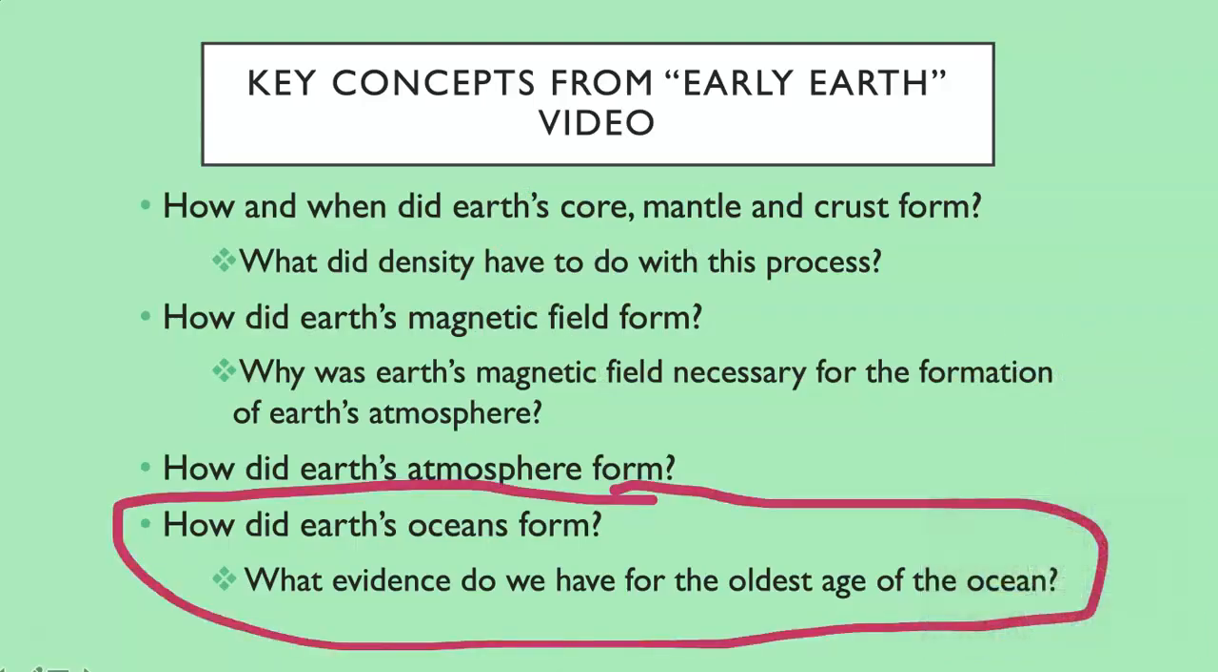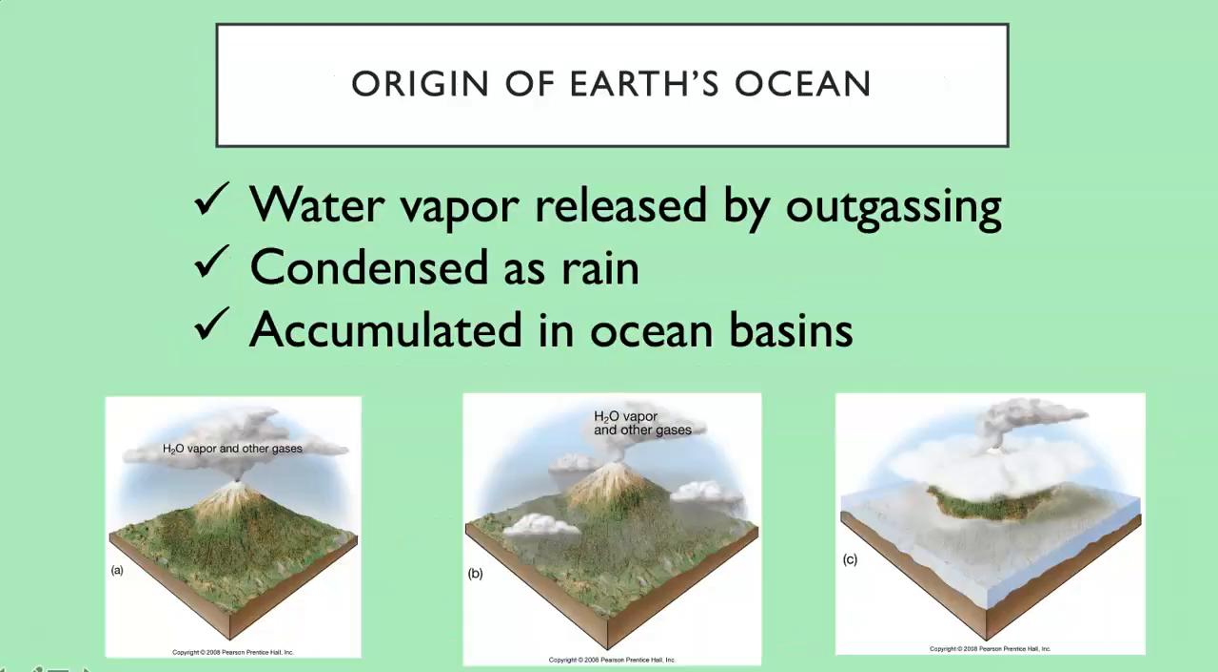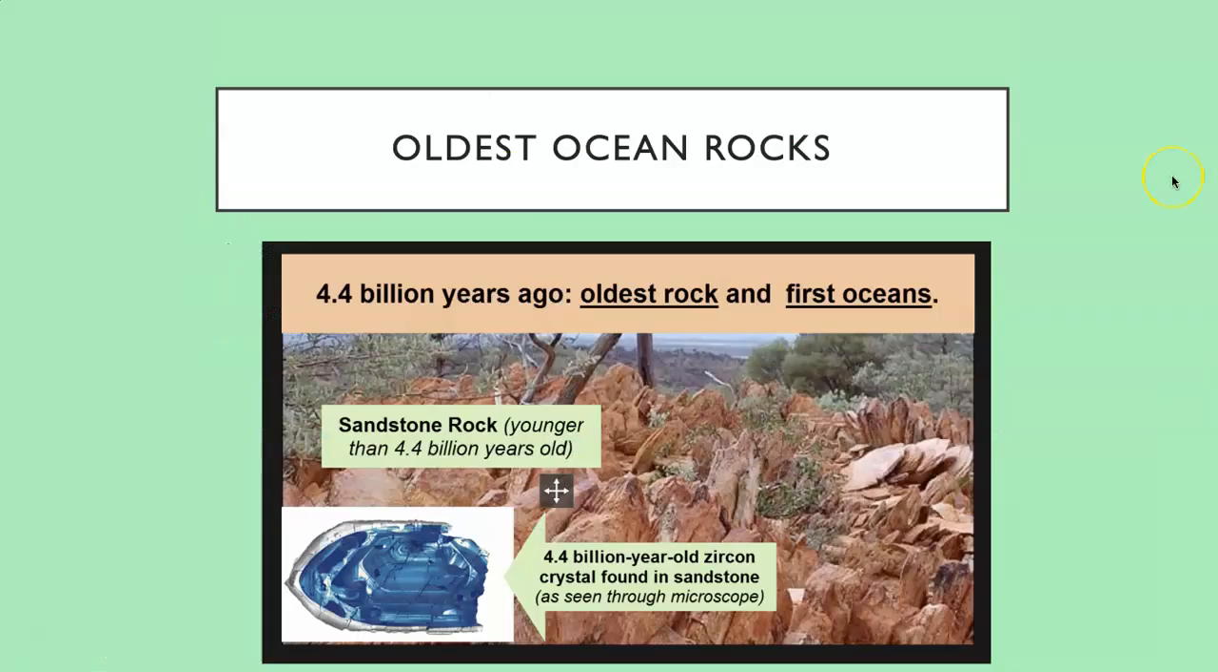How did Earth's oceans form? And what evidence do we have for the oldest age of the ocean? Well, the early oceans formed basically from the water in the atmosphere condensing, becoming rain, and accumulating in the ocean basins. So here's our outgassing forming our atmosphere. Our water vapor eventually condenses to a liquid and it forms clouds, and those clouds rain and fill up the ocean basins.